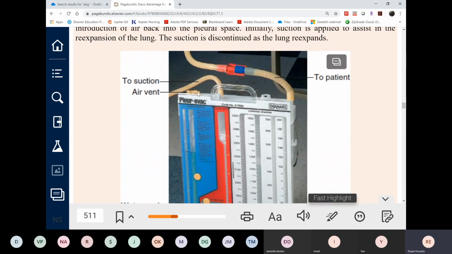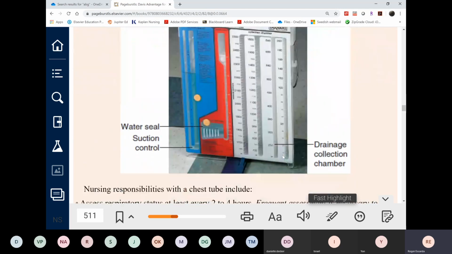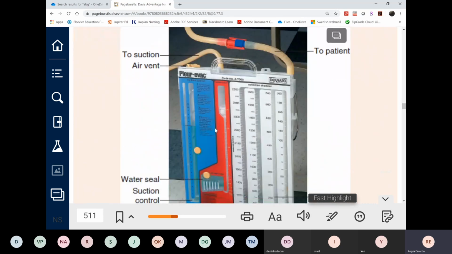It's dangerous when you clamp, because you are stopping the drainage of air and fluid, and that could create so much pressure in the thorax that the patient will have difficulty breathing and could develop a pneumothorax. So we clamp only for a few seconds when we are changing the system. The only other time that we clamp is if we're checking for leaks. If there is continuous bubbling here, then that can only mean there's a leak somewhere. And the frequent site of the leak is where the chest tube was connected to this system.